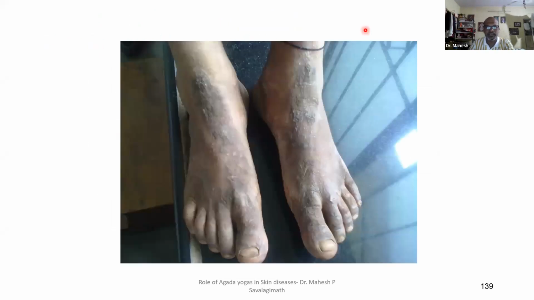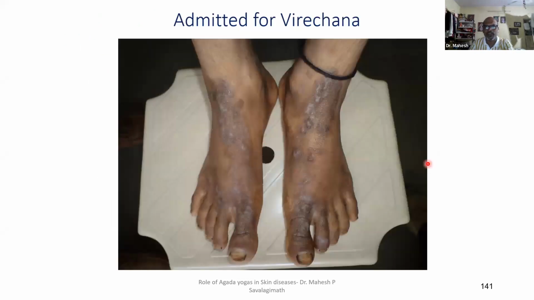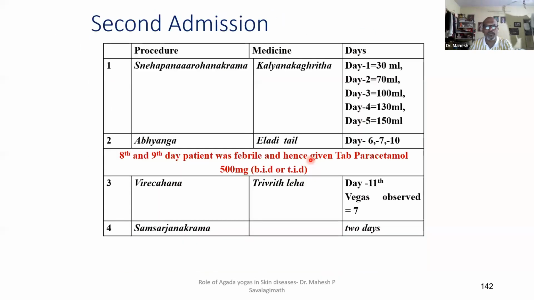This is after a month or so, or 1.5 months, I'm not sure. The date is not there, I think. So the second follow-up for 10 days again, IS-Kriti I usually give for bringing back the normal color. IS-Kriti, Lagusut, and he was a little bit anemic also. So for that purpose it was done. For that purpose, we admitted the patient and we did Virechana also. At this time, we admitted the patient for Virechana.